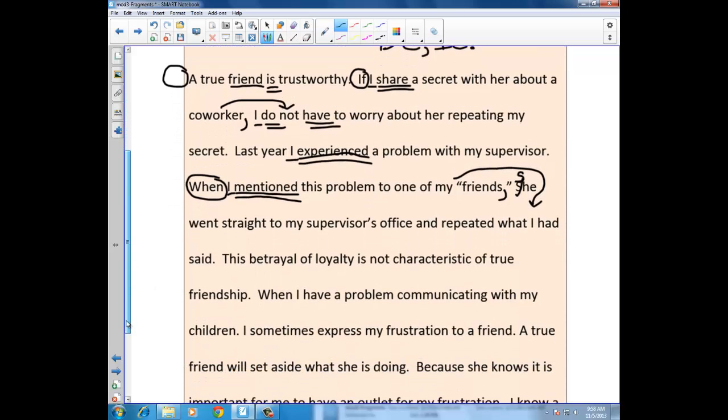This portrayal of loyalty is not characteristic of true friendship. Just reading that sentence aloud. Is there a subject? Yes. Is there a verb? Yes. Is there a dependent clause? No. This is not a fragment.